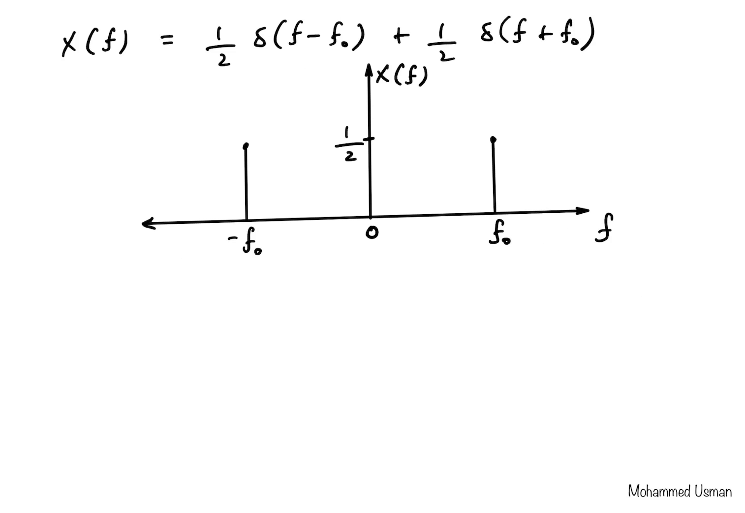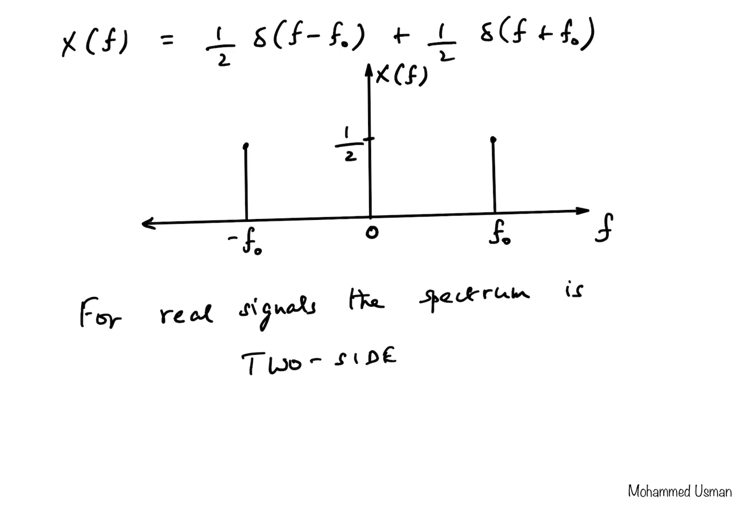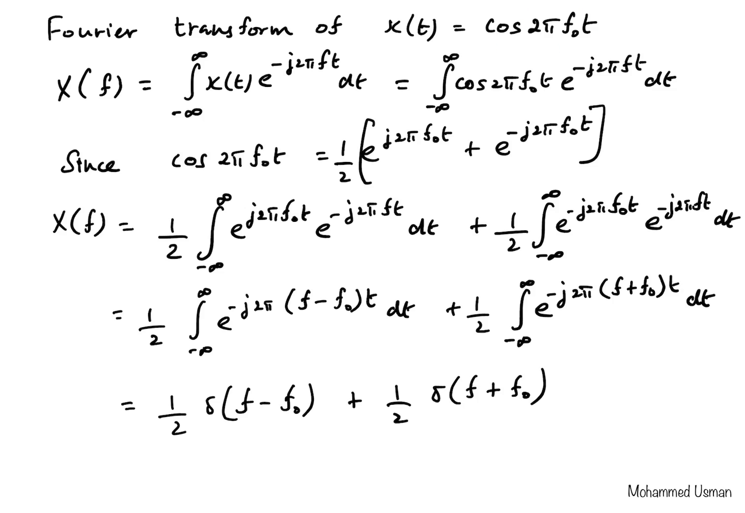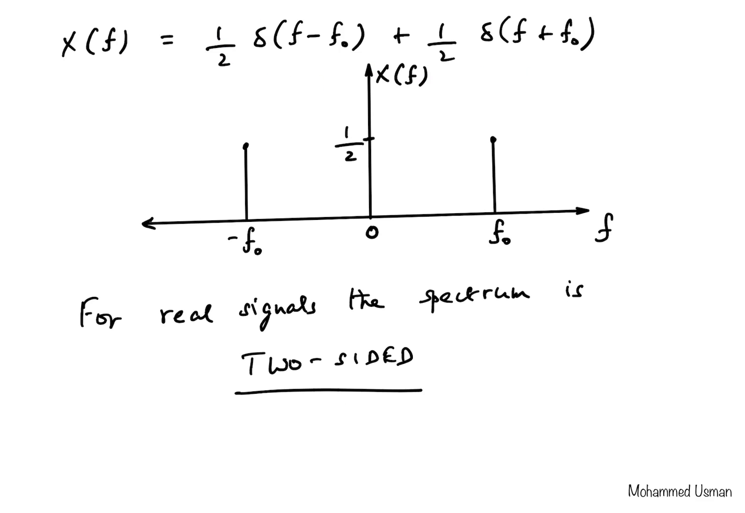Okay, so the observation that we make here is that for real signals, the spectrum is two-sided. That's an important observation. For complex signals, the spectrum is one-sided, as we have pointed out here, where we had a complex signal e power j 2 pi f naught t. And when we deal with a real signal cosine 2 pi f naught t, its Fourier transform has a positive frequency side as well as a negative frequency side. So the spectrum is two-sided for a real signal.